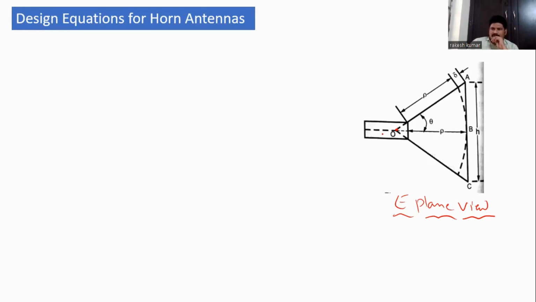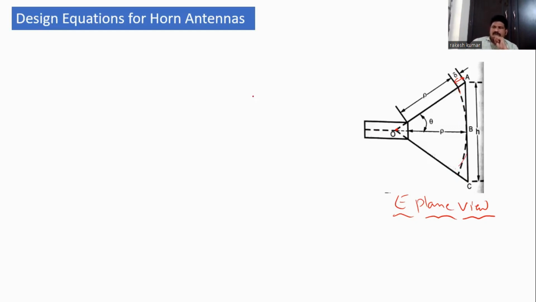The reason for the difference in phase is that the wave traces a different distance from the apex to the aperture. Let delta be the difference. So this is the small difference.